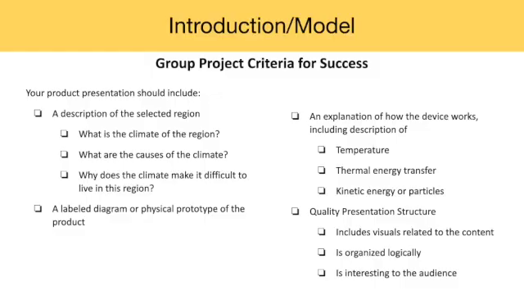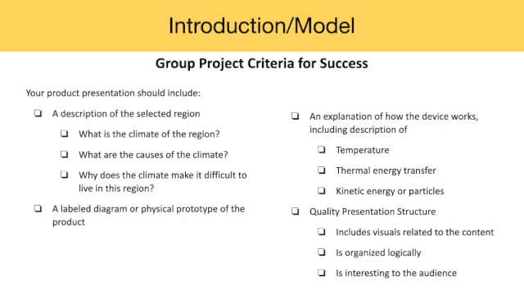The labeled diagram, or physical prototype, comes straight from task 5, which students just completed. For an explanation of how the product works, students should return to tasks 4 and 5. Remember, in task 4, students design an experiment to learn more about temperature change, applying concepts of thermal energy transfer, as well as temperature and kinetic energy of particles.